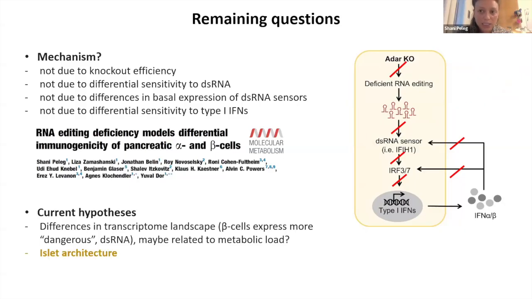Our second hypothesis is that maybe these differences between alpha cells and beta cells are related to islet architecture. And we've begun to investigate this direction. And in the last few minutes, I'd like to share some exciting unpublished preliminary data.